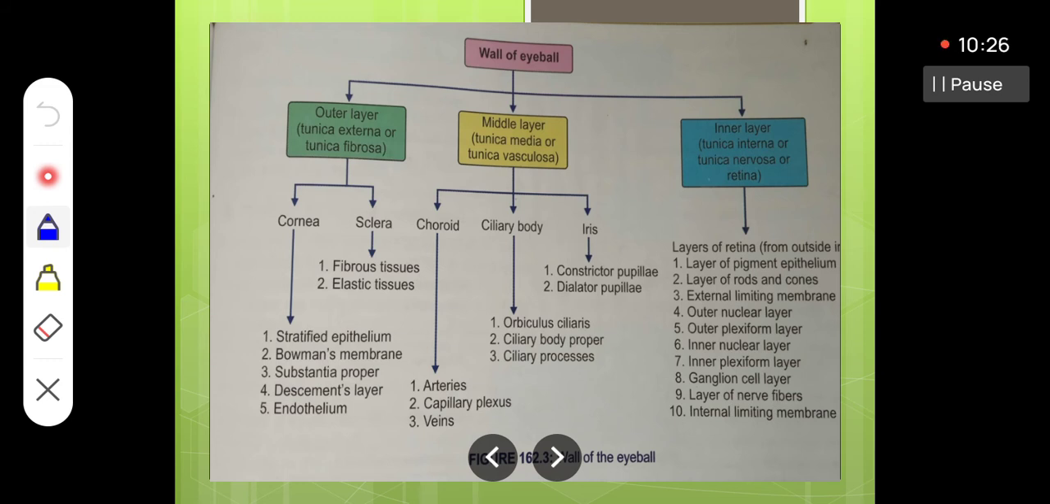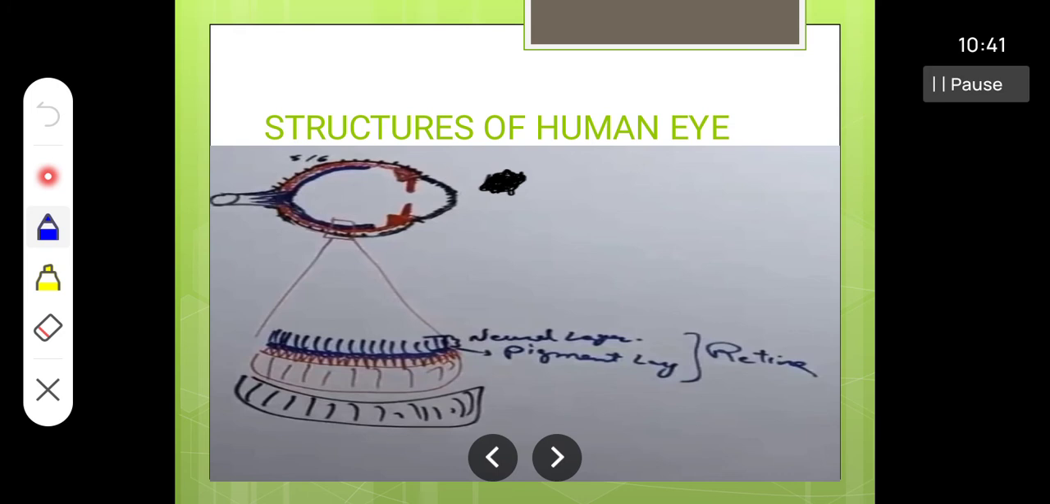So the purpose of the outermost layer, the cornea and sclera, is to protect the eyeball and let the light enter from the anterior-most part of the cornea. Simply from the anterior-most part of the cornea, this way the light enters. So the main purpose is protection and to let the light enter the eyeball. Another one is the middle layer.